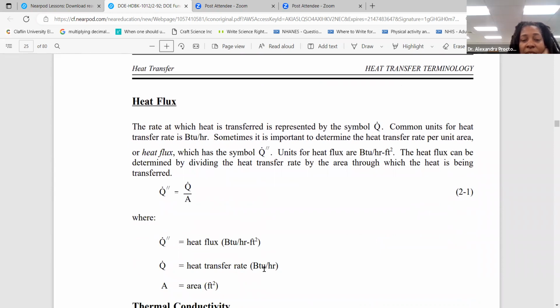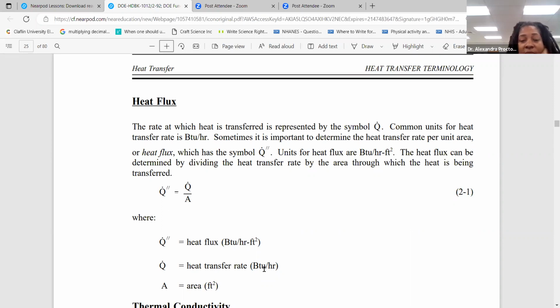So heat transfer rate is the rate at which heat is transferred, and is represented by the symbol Q-dot. Common units for heat transfer rate are BTU per hour. And sometimes it's important to determine the heat transfer rate per unit area, or the heat flux, in which the symbol q-double-dot is used. And so units of heat flux are BTU per hour foot squared.